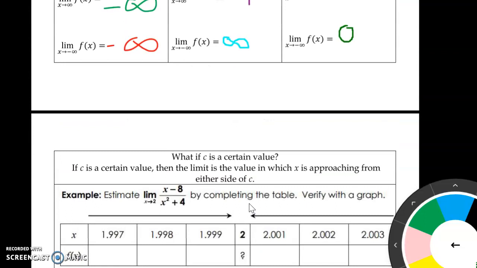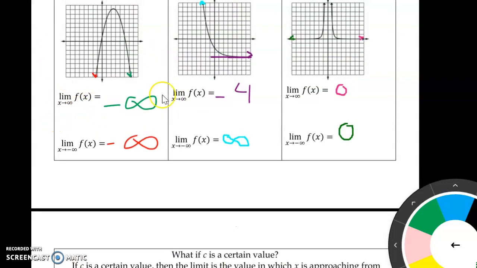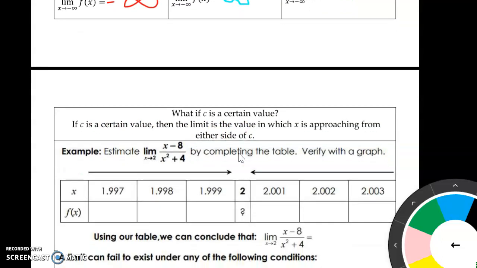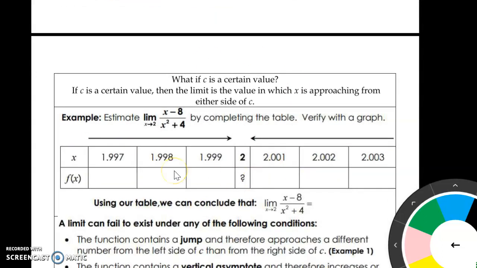So what if c is a certain value? In all of our previous examples up here, our c value, the value that we're looking for it to approach, has been either positive infinity or negative infinity. But if c is a certain value, then the limit is the value which f of x is approaching from either side of c. Okay, so let's see an example with a table.